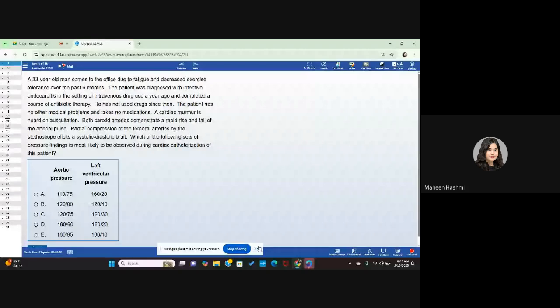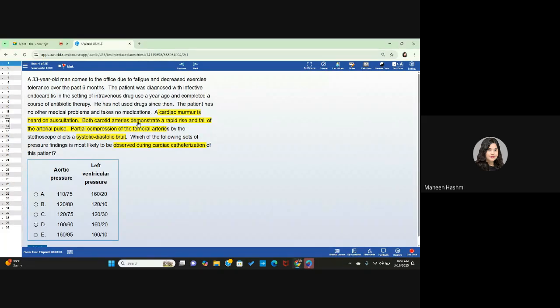No? Okay. So I'm sharing my screen. Yeah. So the first question for today is that the cardiac murmur is heard on auscultation. Both carotid arteries demonstrate a rapid rise and fall of the arterial pulse. Partial compression of the femoral arteries by the stethoscope elicits a systolic diastolic bruit. Which of the following sets of pressure findings is most likely to be observed during cardiac catheterization of the patient?